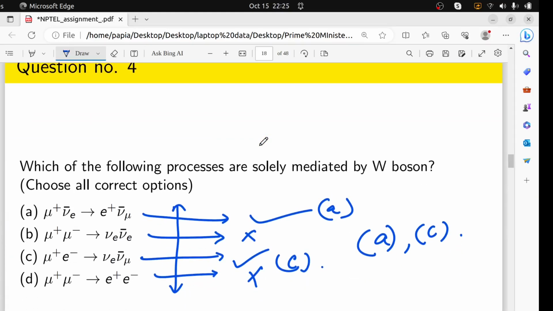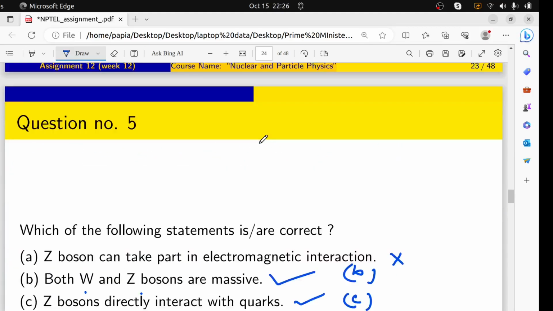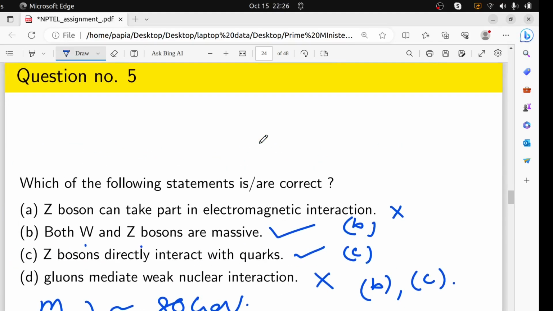Question number 4. Which of the following processes are solely mediated by W boson? Choose all correct options. We have seen that mu plus nu E bar going to E plus nu mu bar and mu plus E minus going to nu E nu mu bar. These two are the correct options. Now question number 5. Which of the following statements is or are correct? The correct statements are both W and Z bosons are massive, and Z bosons directly interact with quarks.